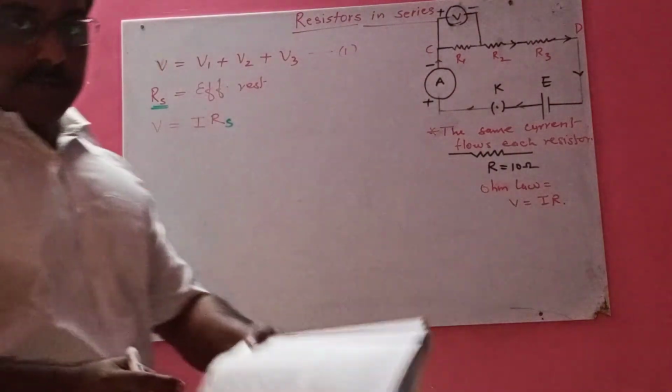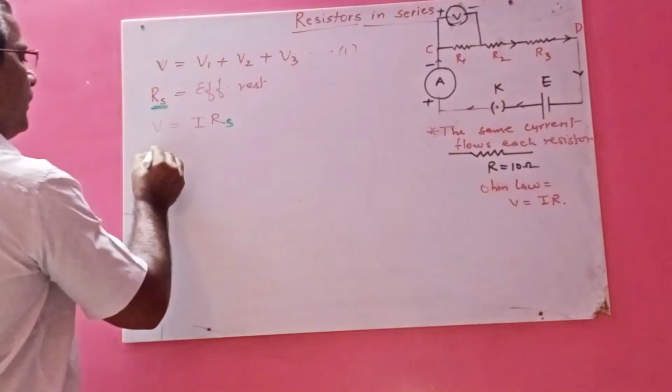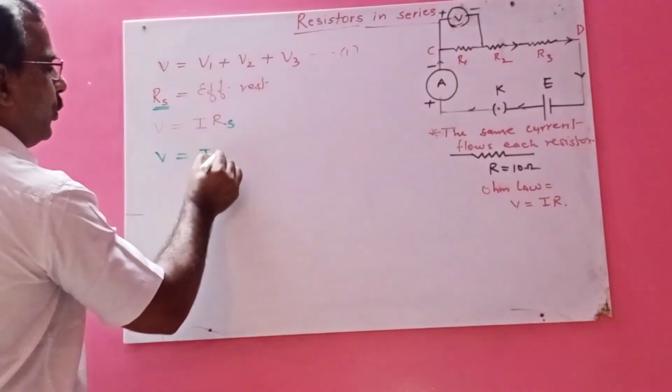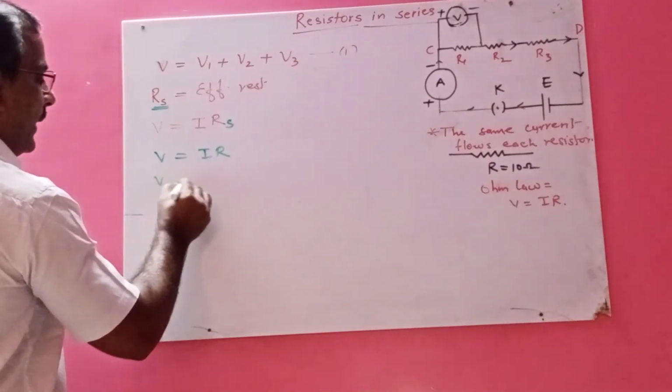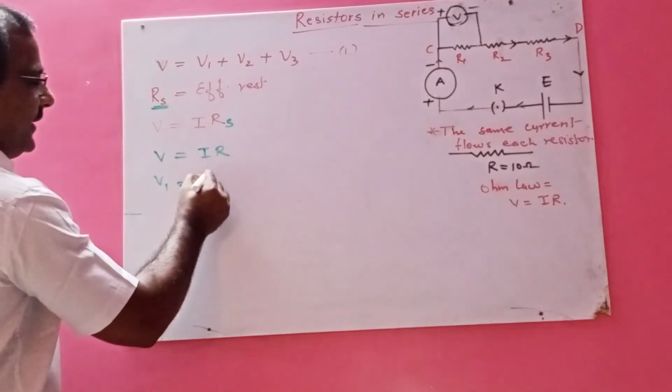And then afterwards, we have V1. V is equal to IR, Ohm's law. So what about V1? Current is the same, so do not write here I1, write this one as it is.